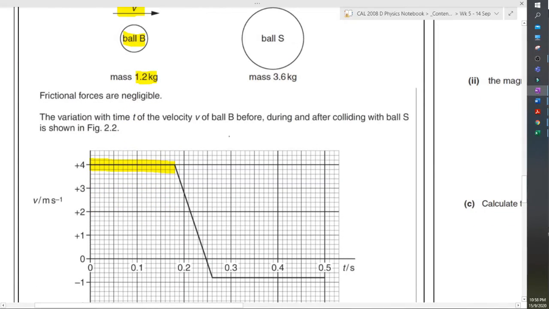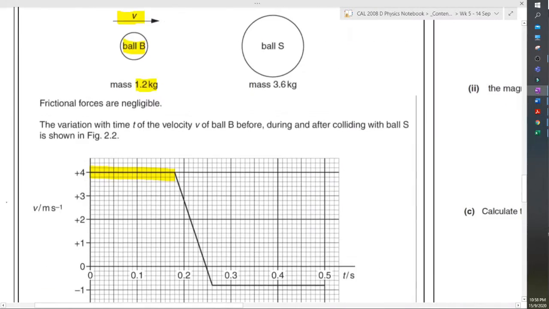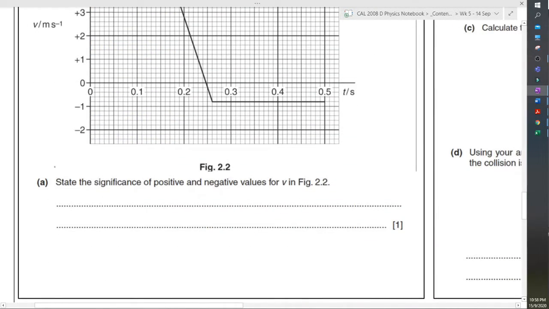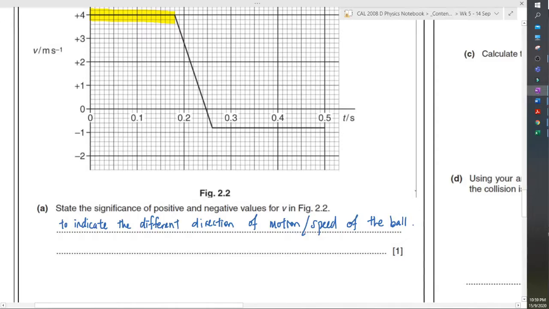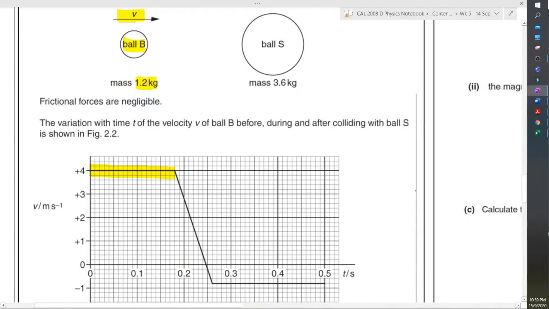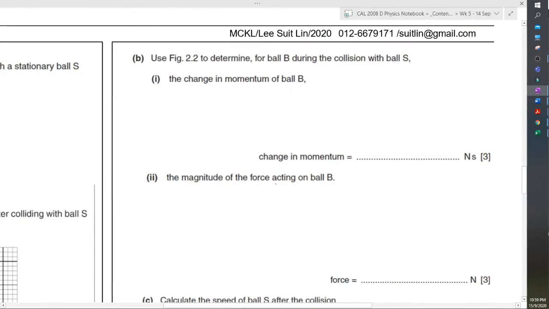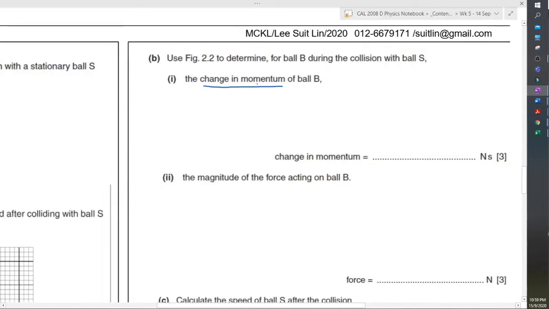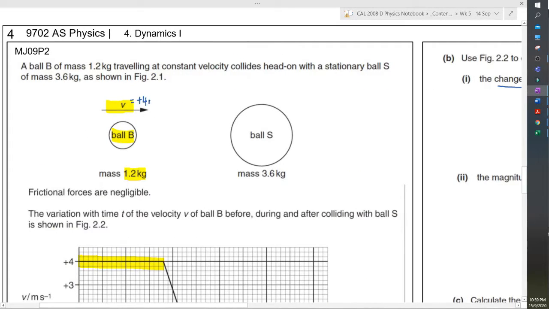In fact, ball B will rebound and travel in the opposite direction. As you can see, the final speed is negative 0.8. State the significance of the positive and negative value for V. This is to indicate a different direction of motion or speed of the ball. You can also say different direction of velocity of the ball. So use the graph to determine for ball B the change in momentum.